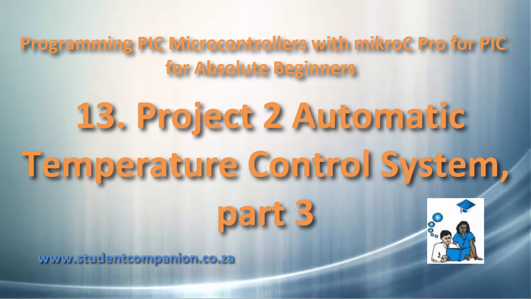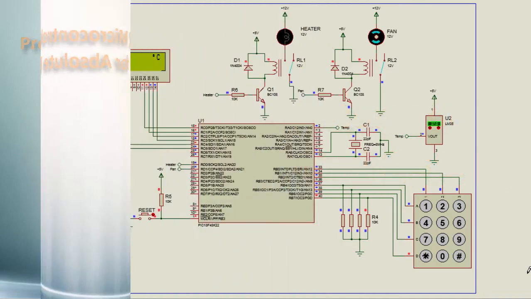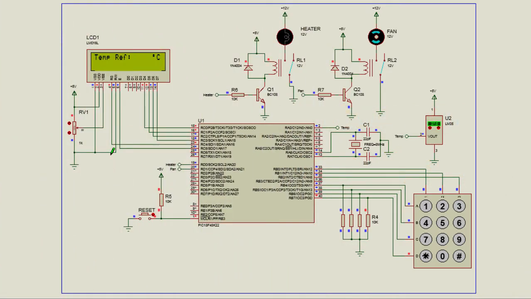This is part 3 of the automatic temperature control system project. In part 1, we designed the circuit diagram. In part 2, we created the code to prompt the user to enter the reference temperature. In this third part, we're going to create the code to read the analog temperature value and compare it with the reference temperature to control either the heater or the fan depending on the value of the temperature. Let's continue with our code.